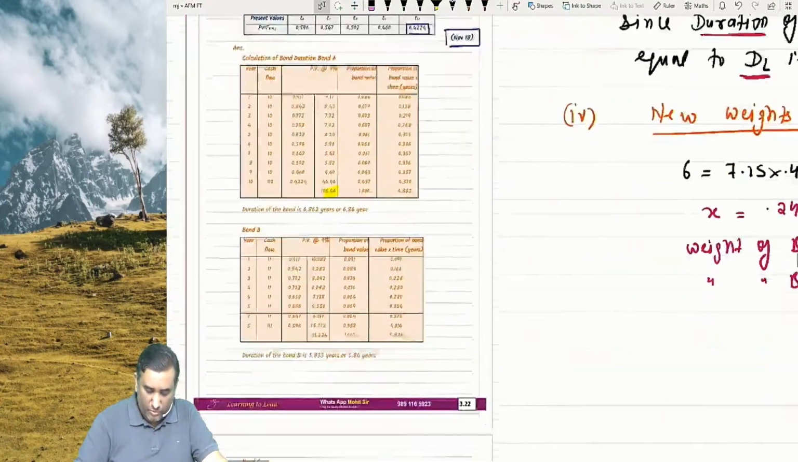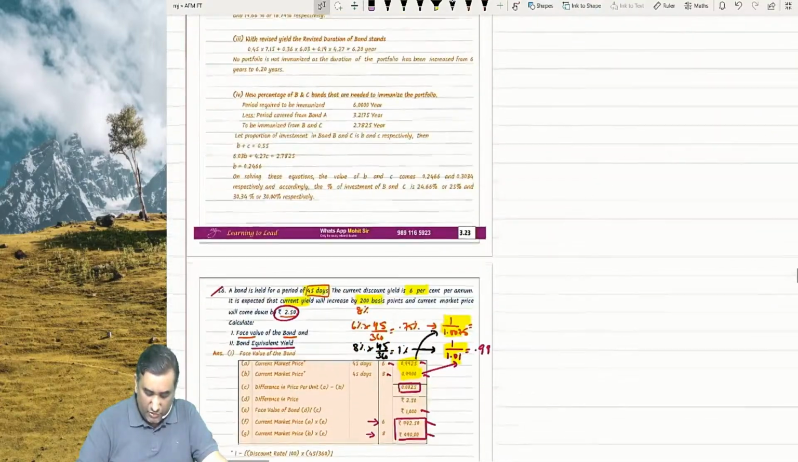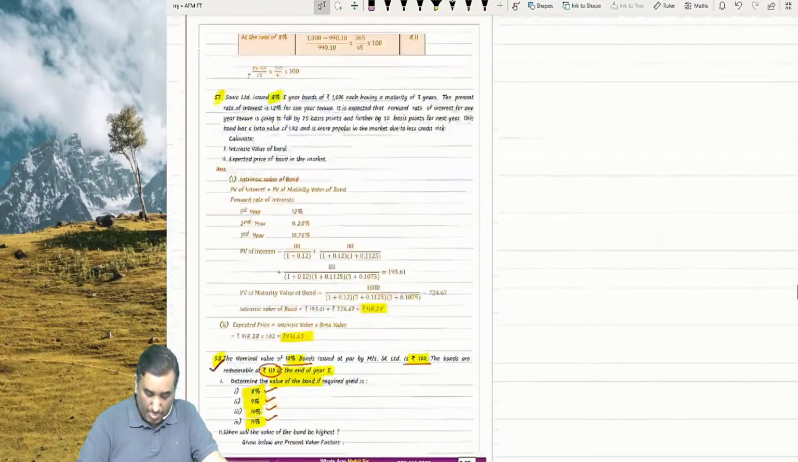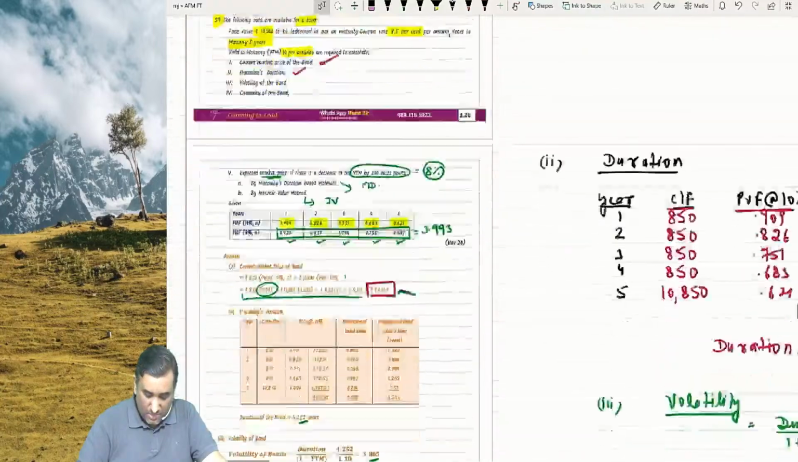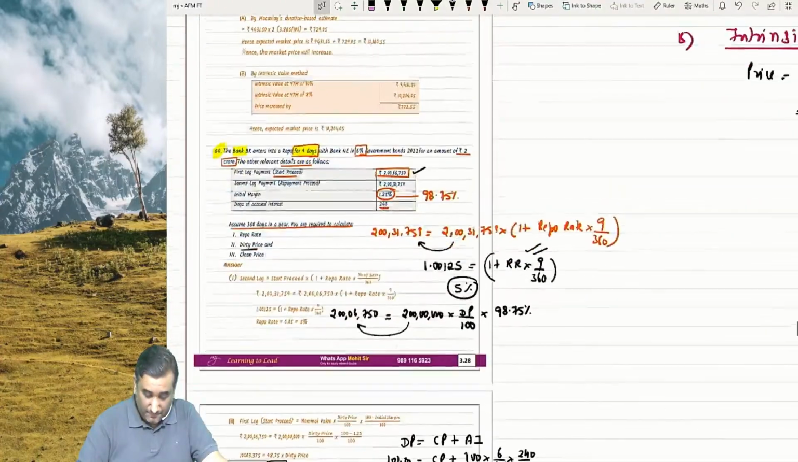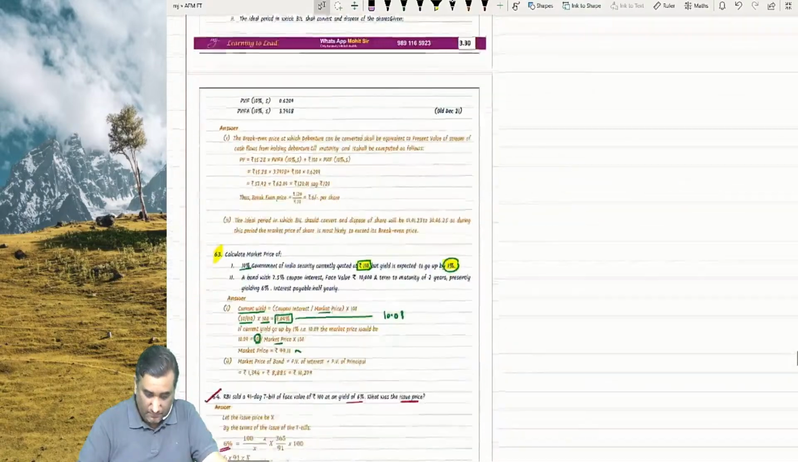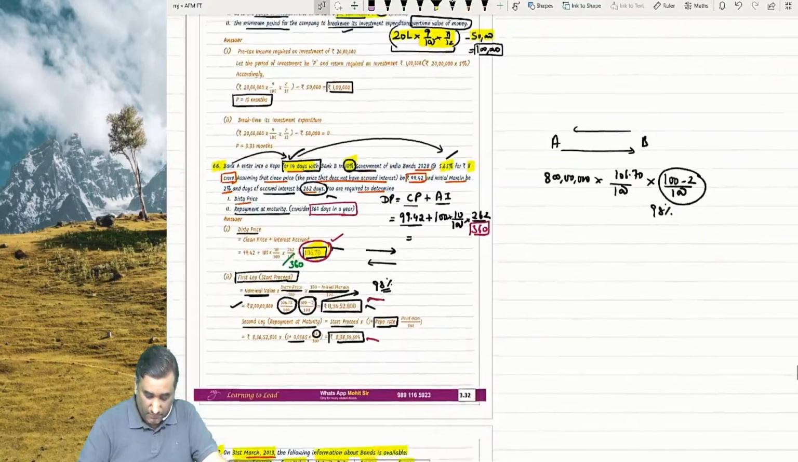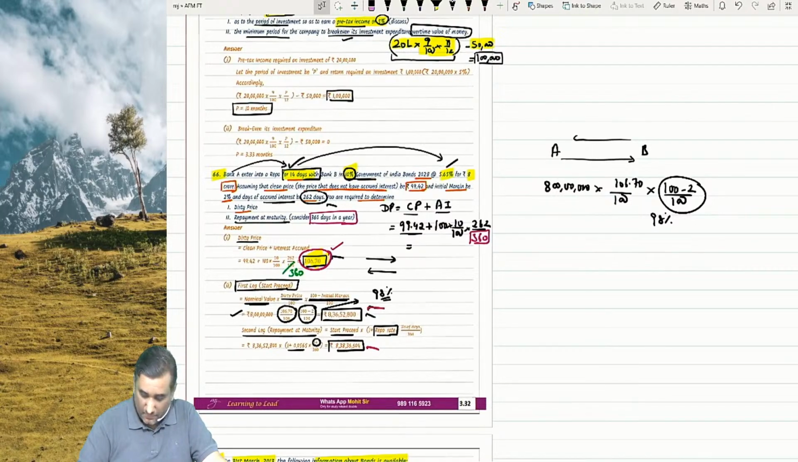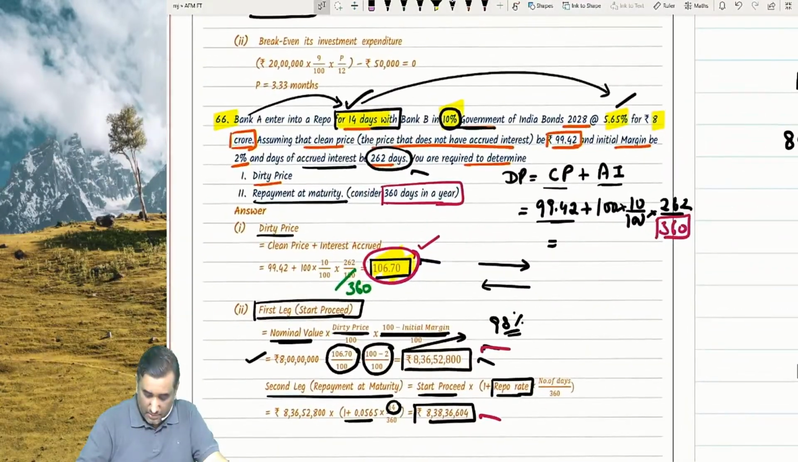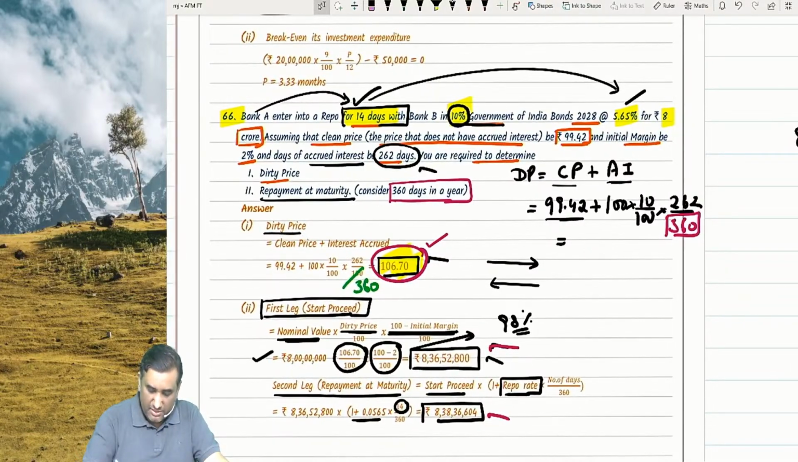Now one more question of a different variety that can be asked. Have I given you 66 once? Try to look at it.